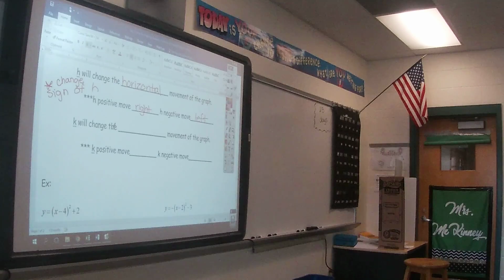The trick is that we have to know to change the sign of h from what we see in the formula. Because again, that negative is part of the formula, that negative is not part of the value that we want to pull out.